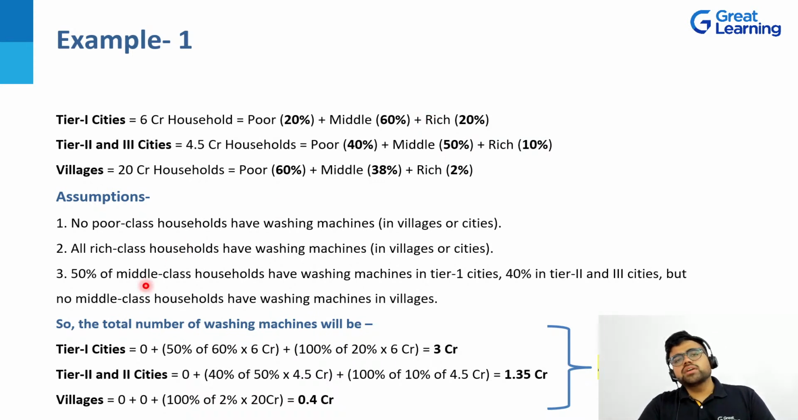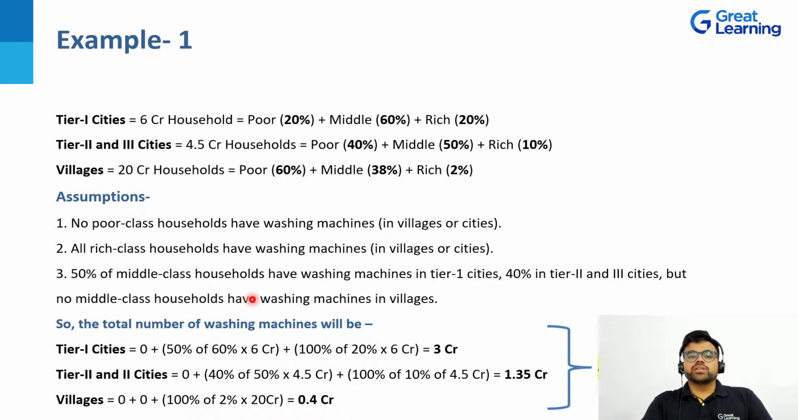Then we'll consider among the middle class population, that is 60% in tier 1, 50% in tier 2 and tier 3, 38% in villages. Of the total middle class, 50% would have washing machines. This is an assumption. You can take it 60% as well, or 65% as well. That is up to you. But don't make it 80%, because that is not reasonable at all. Let's be reasonable in this scenario. We'll consider 50 or 60, your choice. For our demonstration, we have considered 50%.